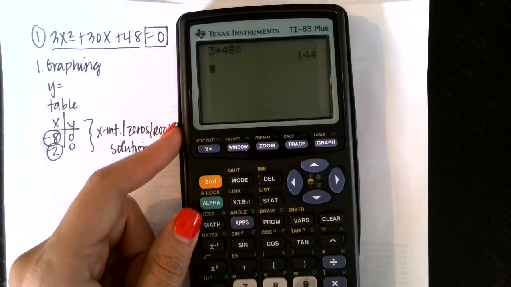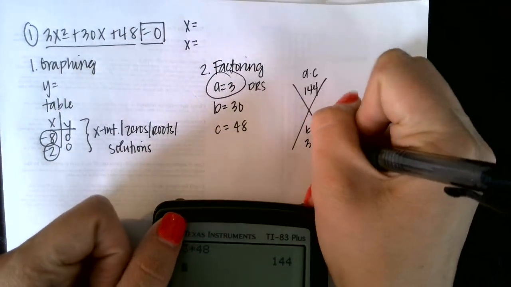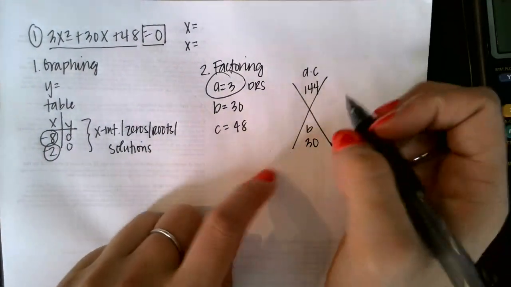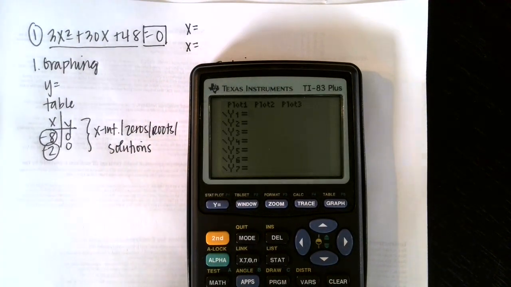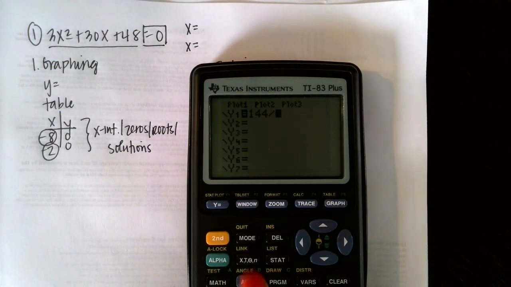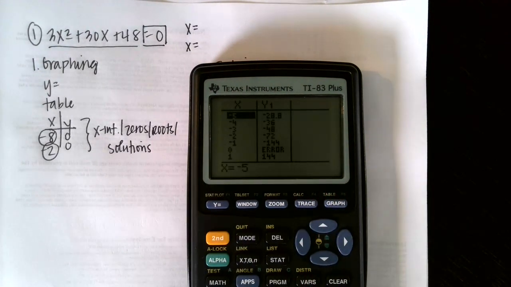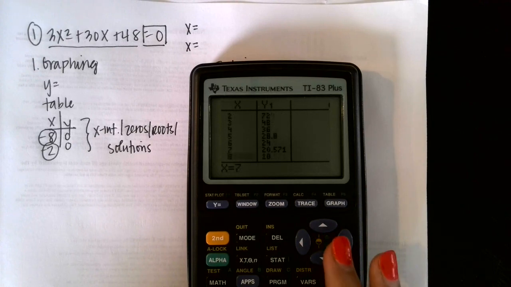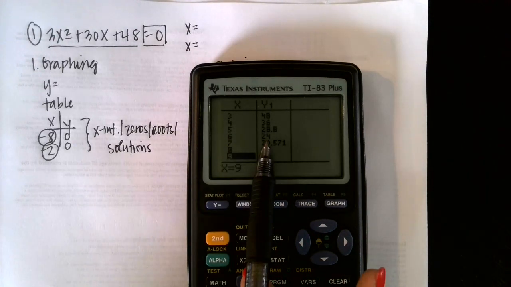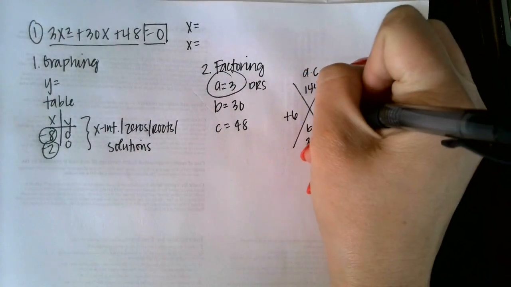3 times 48 is 144. And my b is 30. Now, I taught you guys a trick. If the numbers are super big for your top cell, you can put 144 divided by x, or divided by whatever number it is, and you can go to the table and you can see the whole number values that will add to be positive 30. Oop, and there we go, 6 and 24. So positive 6, positive 24.